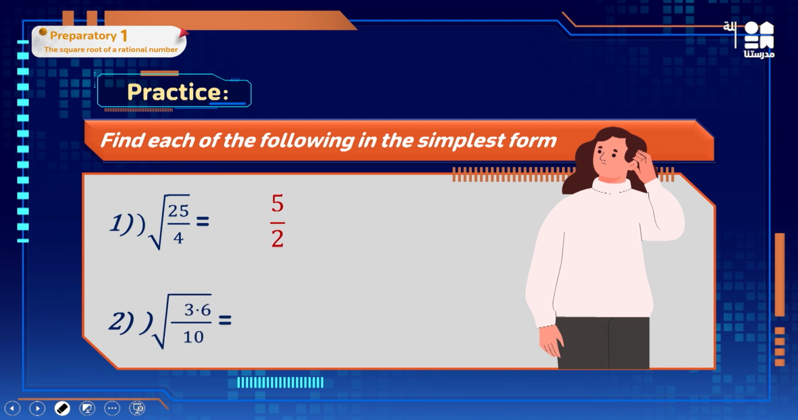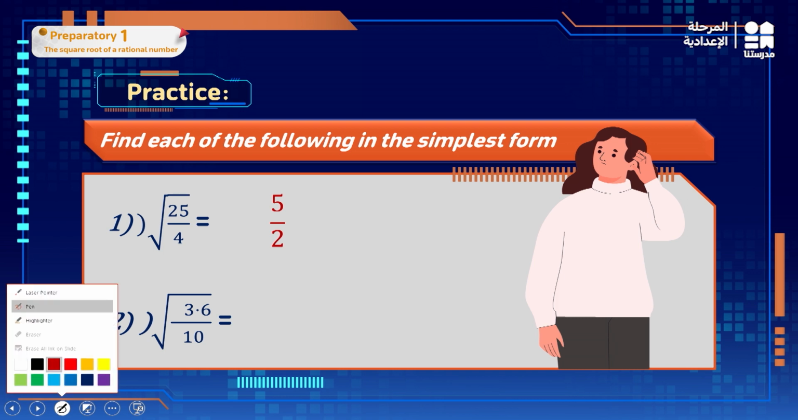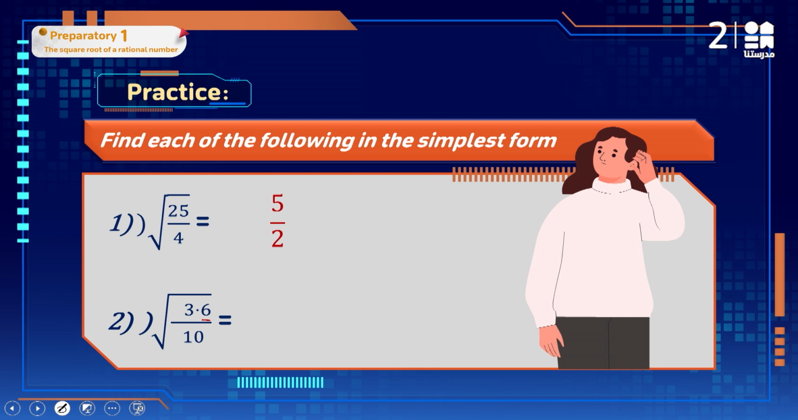Number 2, 3.6 over 10. I need to get the square root of it. How many decimal places are there right now? Here we have 1 decimal place. So we are going to rewrite it here, 36 over 10. And we have already another 10. So it becomes the square root of 36 over 100.